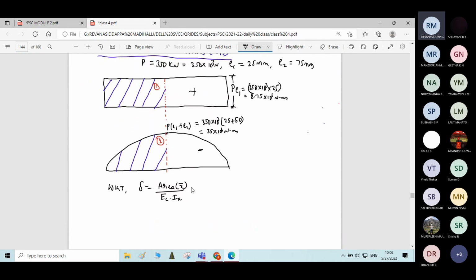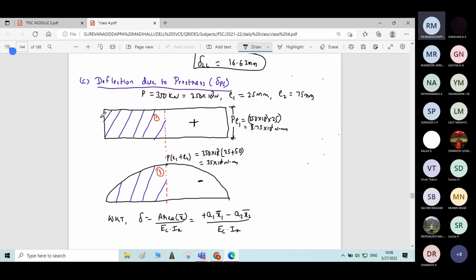So if we elaborate this, it will be area into x bar: A1 into x1 bar. So here we have a plus sign, I'll take the same sign here, plus A1 into x1 bar. Here we have a negative sign, minus A2 into x2 bar, all divided by EC into IX. Now we'll find each individual area separately.